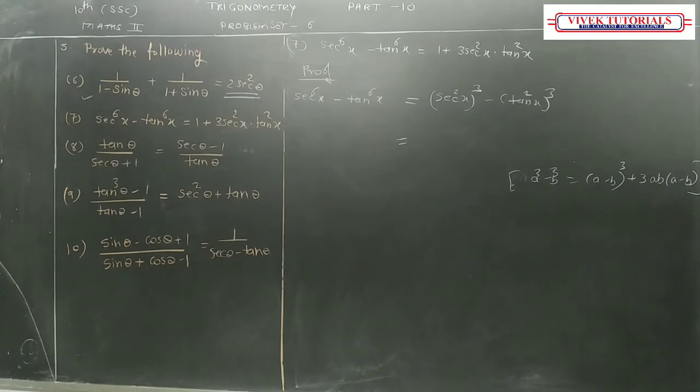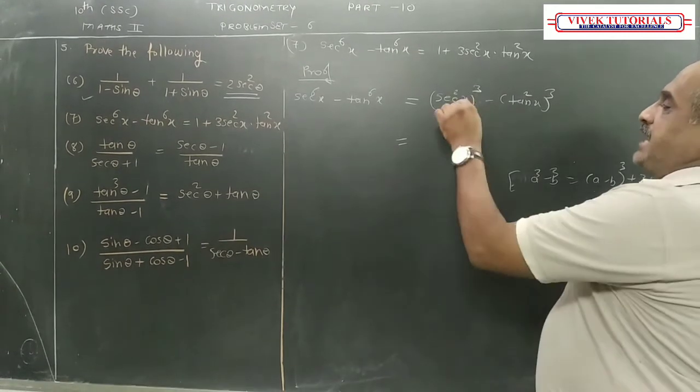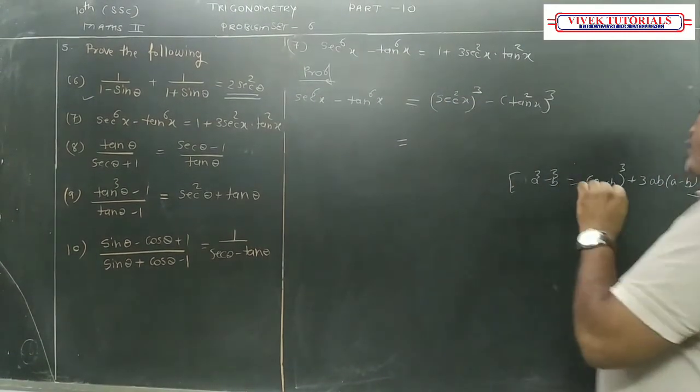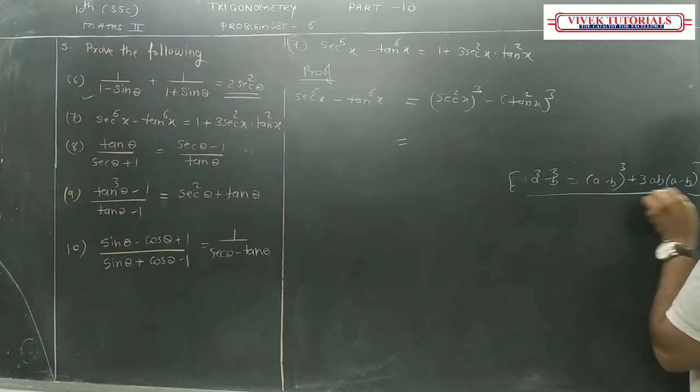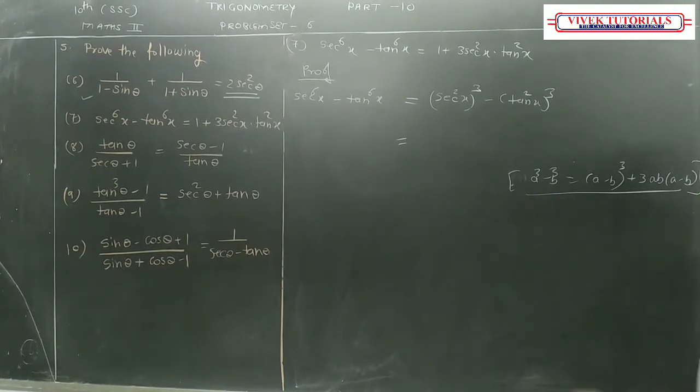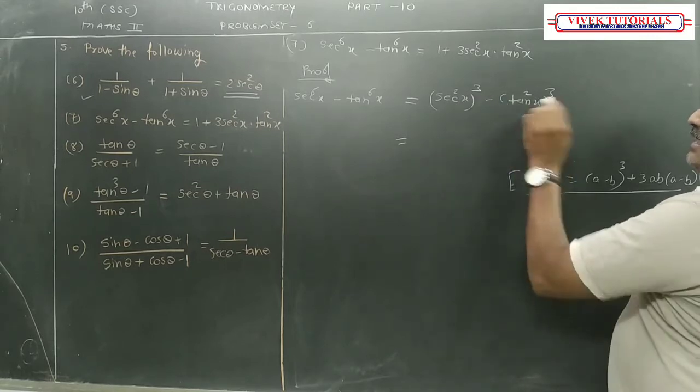Okay, now sec square x the whole cube. Now we are going to apply this formula. Please remember this formula. So what is a? sec square. What is b? tan square.